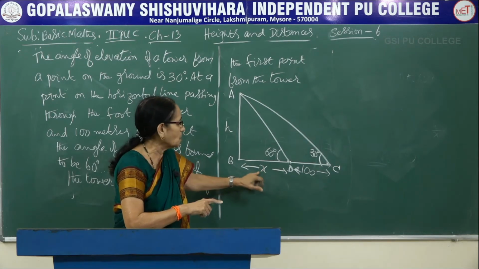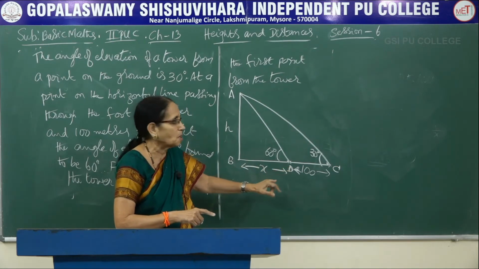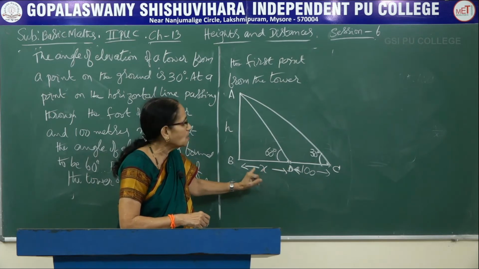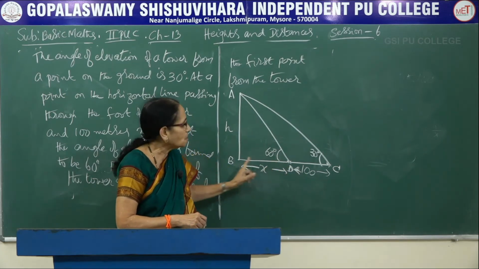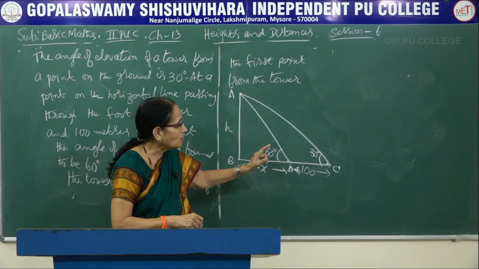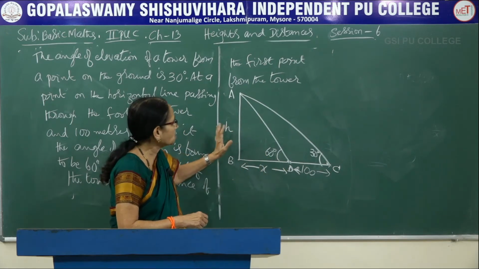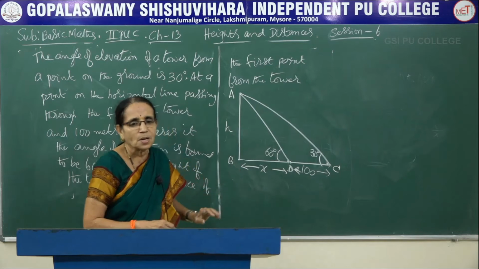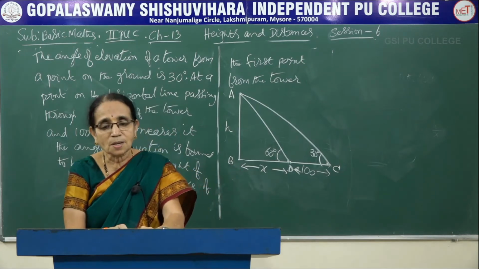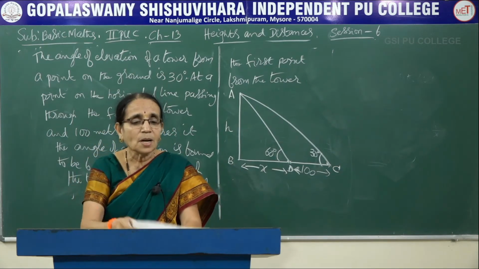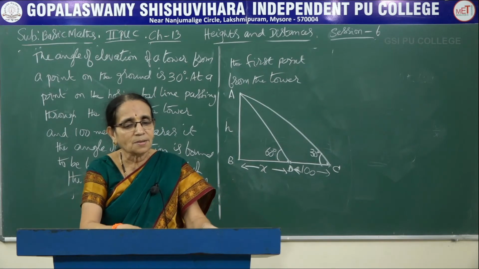But in this problem, the total distance has been asked, which means even x has to be calculated, and then it has to be added to 100. That gives you the total distance of the first point from the tower. H, as usual, is the height of the tower, which has to be calculated. So this is the figure I have drawn. Now let us see how many triangles are there.